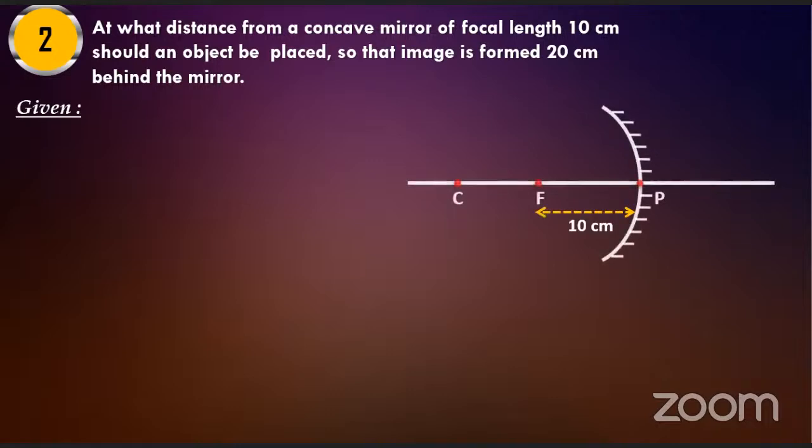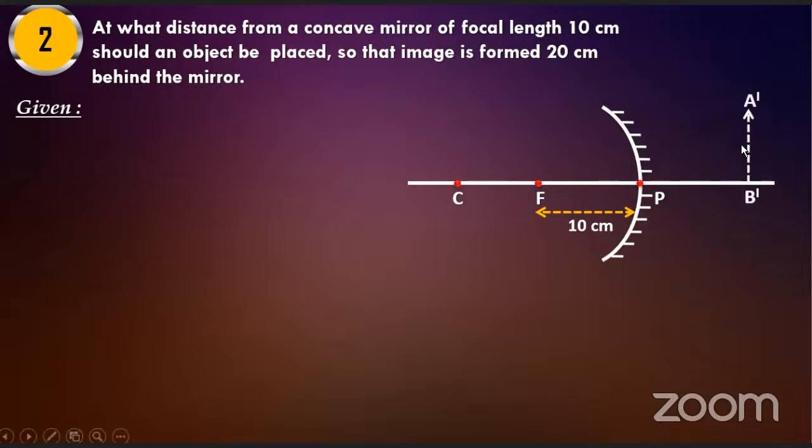So our step is to first draw the concave mirror. What is the focal length given in the question? 10 centimeters. Is it positive or negative? Negative, not positive. It is along the negative x-axis. So negative f. Then what is given here? Image distance is given. What is the value of image distance? 20 centimeters. Is it positive or negative? See, they said behind the mirror. Behind the mirror means this side.